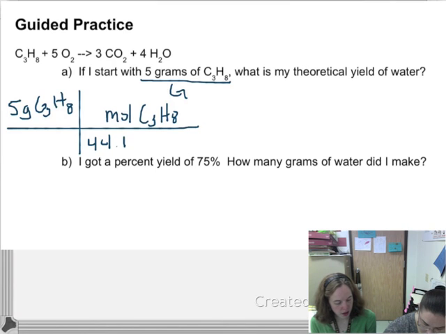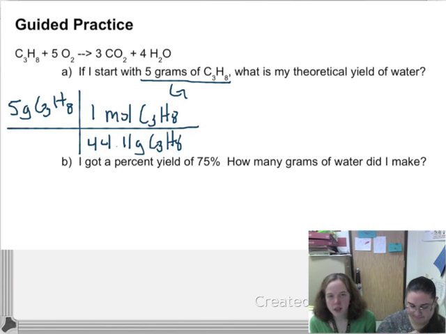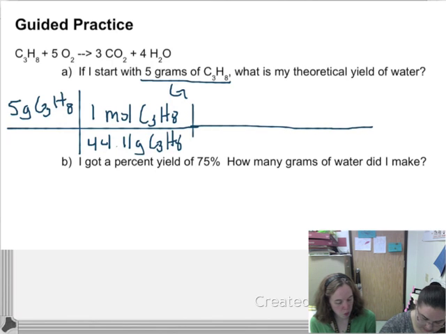44.11 grams of C3H8 goes on the bottom, with 1 mole, because that's the definition of molar mass. All right, so now we've gotten to moles of C3H8. We want to get to moles of water.